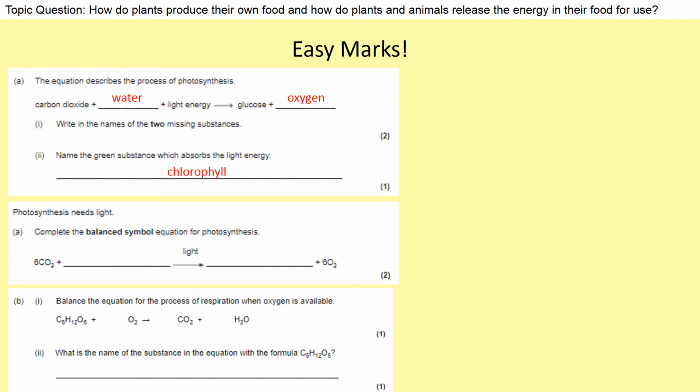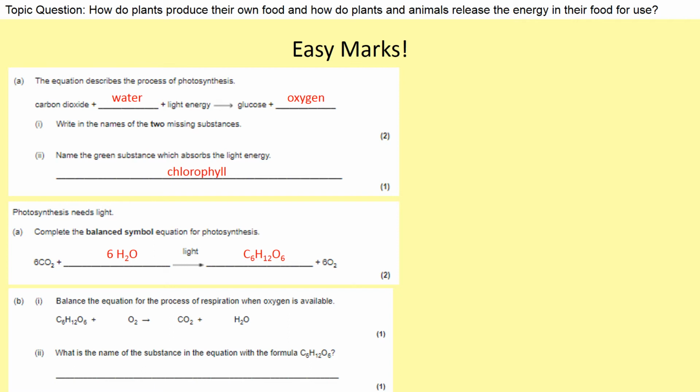Another question, this time it is the symbol equations that we needed. So 6CO2, and it's the balanced symbol equation, so we needed 6 H2O. This time they've got the light energy across the arrow showing that light is needed, and then we're going to make C6H12O6 and 6 oxygens. Another 2 marks there. See how easy these marks are if you just learnt these equations.